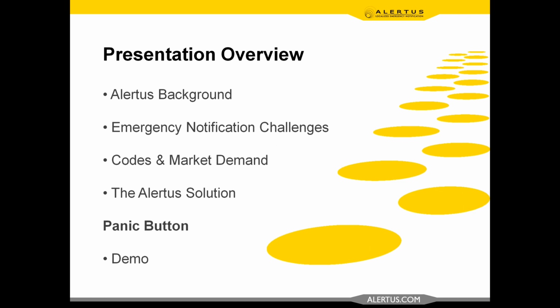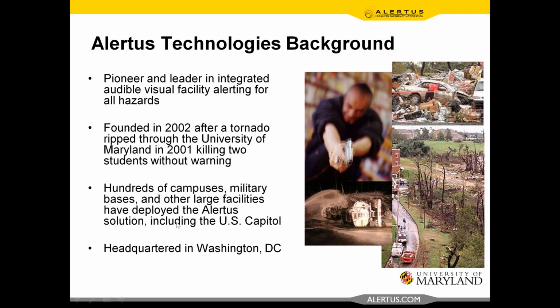So quick background on Alertus Technologies. We're a pioneer in integrated audiovisual facility alerting for all hazards. That pretty much means anything that could occur on your campus, your buildings, we're able to get that message out very quickly and efficiently. We were founded in 2002 after a tornado ripped through the University of Maryland.